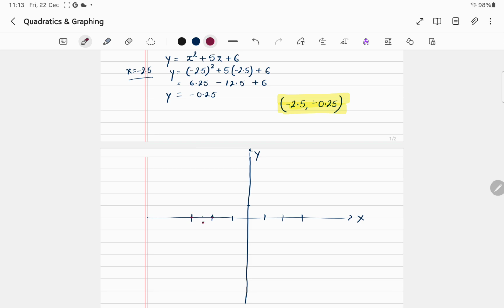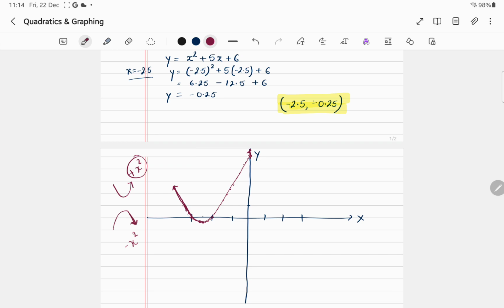Now we need to join all these points together to make a parabola. So down here, goes here, and goes back here. So that is our parabola for this. Now, parabolas can be open upwards or open downwards. So it could be this way or it could be this way. A positive x squared goes upwards. A negative x squared goes downwards like that.